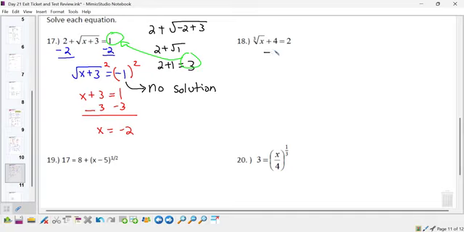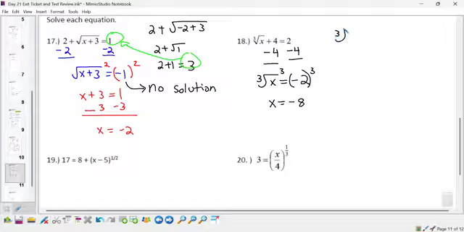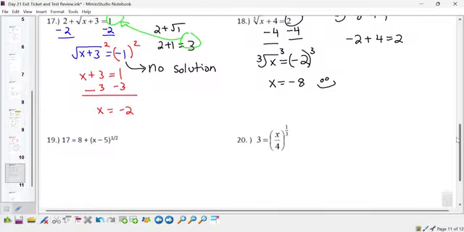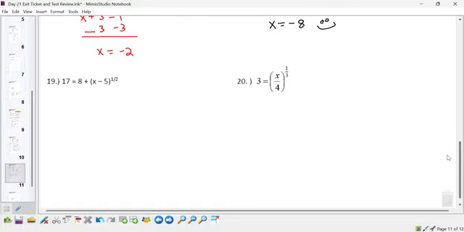Number 18, again, I'm going to subtract first, and I have the cube root of x equals -2. Now, it is perfectly acceptable to have a cube root that results in a negative number. If I cube both sides, I get x equals -8. Now, just for funsies, if I check this, cube root of -8 is -2. -2 plus 4 is 2, which is what it's supposed to be, so we are happy. I only need to check square roots.